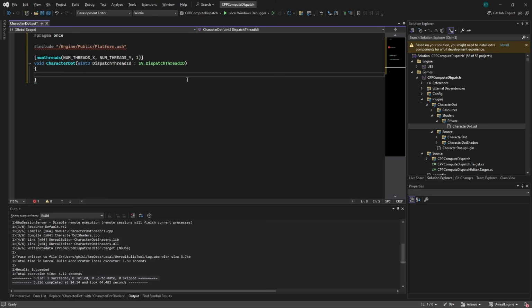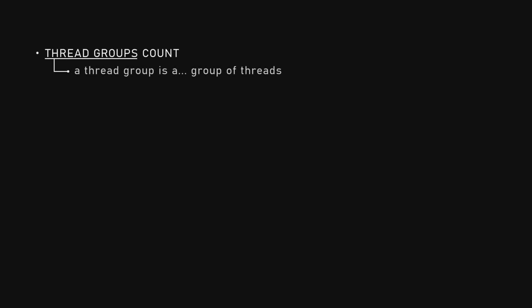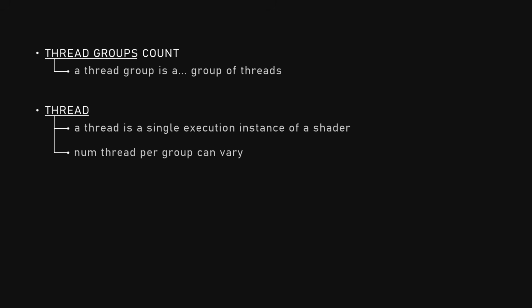Cool. Now, let's step aside for a moment and talk a bit about compute shaders. When working with compute shaders, there are many things to keep in mind. The first one is the thread groups count. The name varies depending on the API though. A thread group is exactly what it sounds like, a group of threads, where a thread is a single execution instance of the shader. The number of threads per group can be tweaked.